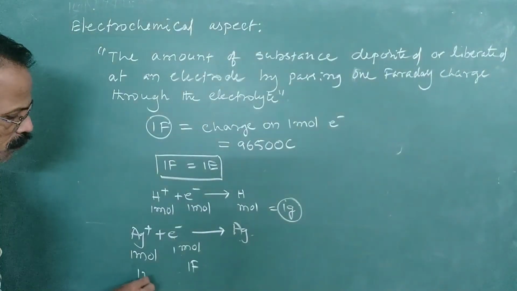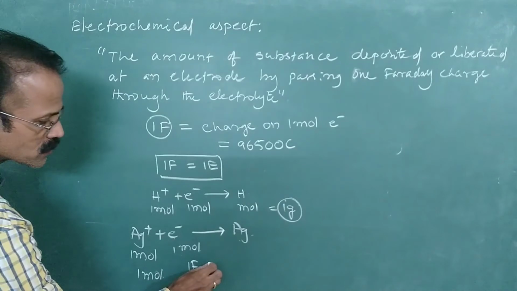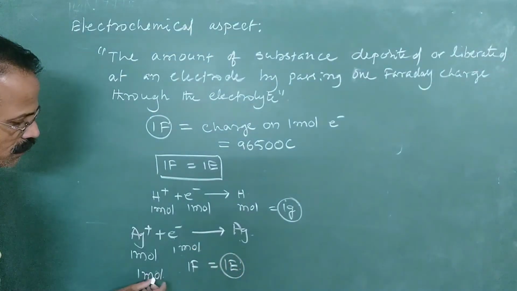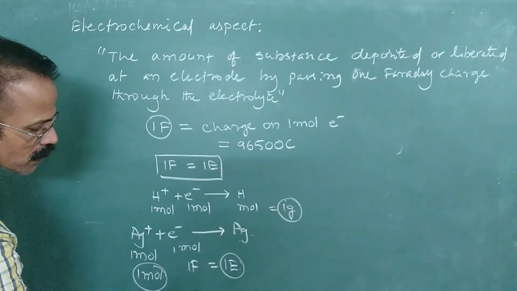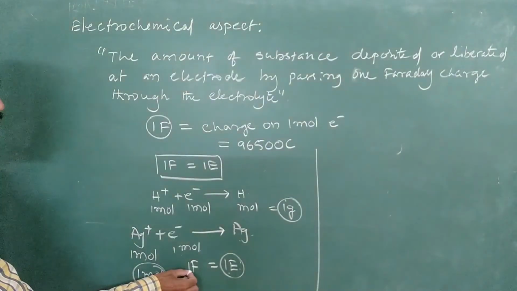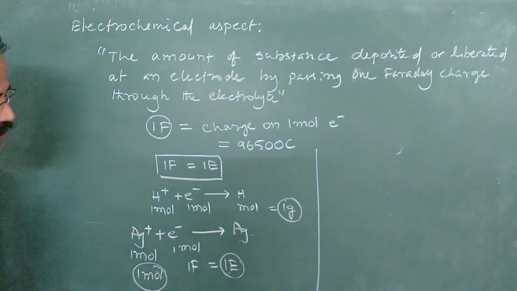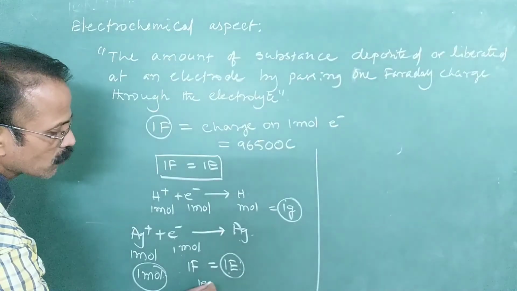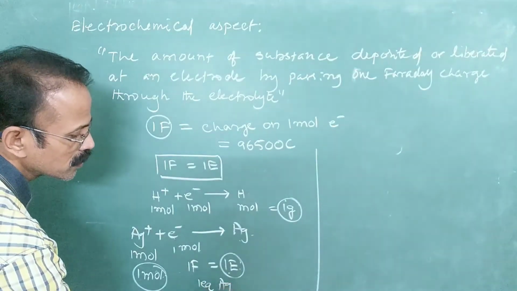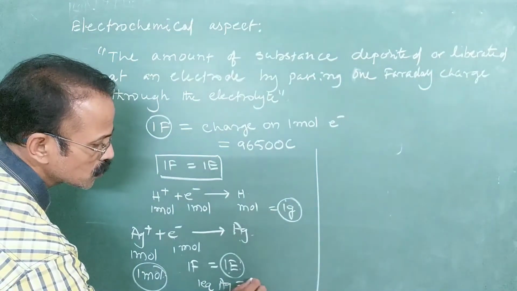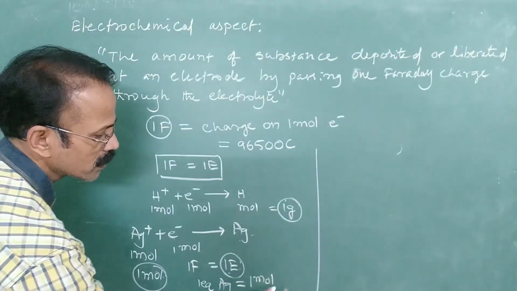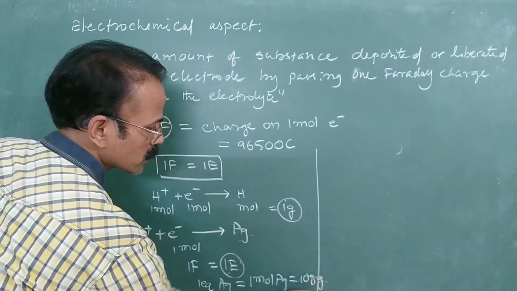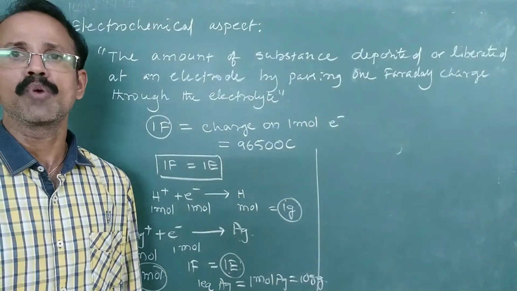1 mole of silver, and 1 Faraday is equal to what? 1 equivalent. Now 1 equivalent of silver means 1 mole of silver. By passing 1 Faraday of charge, 1 equivalent of silver, or 1 mole of silver, will be deposited. So 1 equivalent of silver is equal to 1 mole of silver, which is 108 grams, right? That is nothing but the gram molar mass of silver.